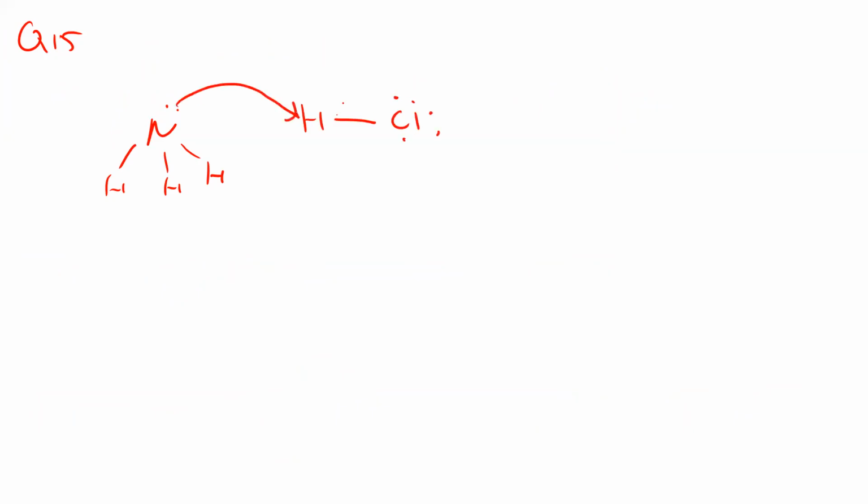Question 15 wants us to indicate the flow of electrons. So we have this ammonia. That's a lone pair right there. And you have HCl. We're going to have a proton transfer here and then here. And we're going to have that.